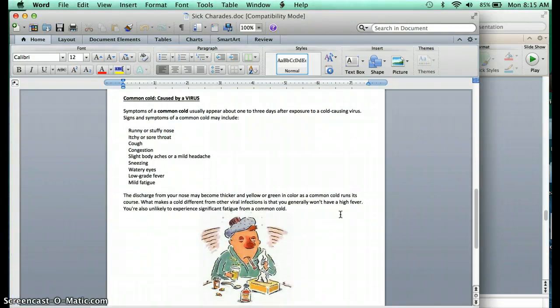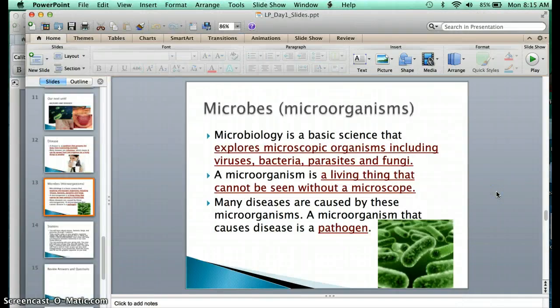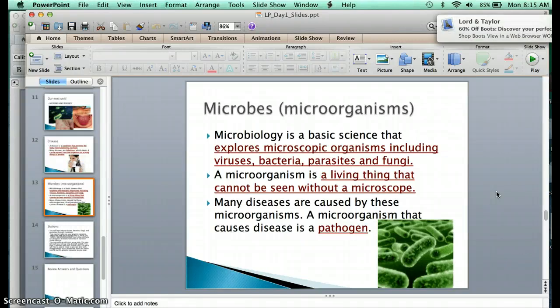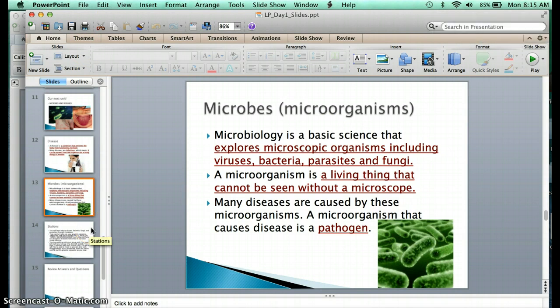Okay, the common cold is caused by a virus. The typical symptoms of a common cold are a runny or stuffy nose, itchy or sore throat, cough, congestion, all that stuff. That's caused by another microorganism, a virus. Okay, so these are just typical diseases that are caused by microorganisms. We could call the microorganisms that cause these diseases pathogens, because they do cause disease. Okay, so you're going to read about each of these different diseases in stations on Blend Space, and then you'll fill out your graphic organizer as you read.